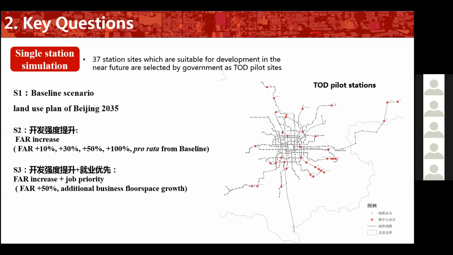And the third scale of simulation is single station. Beijing has selected 37 station sites, which are suitable for development in the near future, as TOD pilot sites. The red dots are these stations. Scenario 1 is the same as the other 2 scales. Scenario 2 is a scenario in which only FAR increases. While in scenario 3, we not only increase FAR, but also use all additional floor space growth as business function.